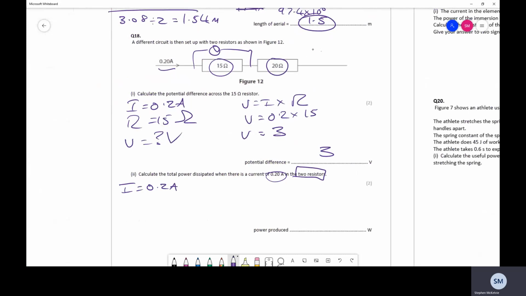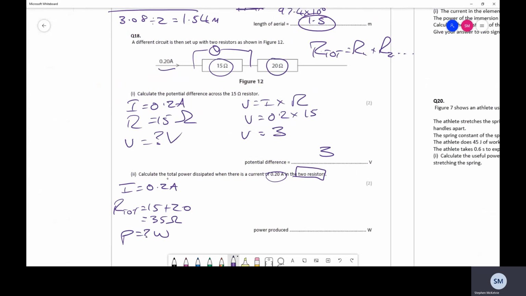Now, for those of you who have forgotten, in a series circuit, R total is equal to R1 plus R2. So the resistors in series, you add them together to get the total resistance. So I'm going to do that down here. My R total is equal to 15 plus 20, meaning my total resistance is 35 ohms. And the power produced then, I do not know how many watts.